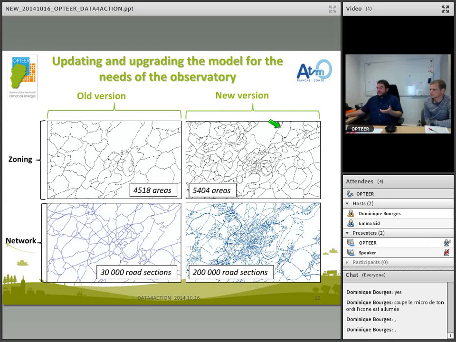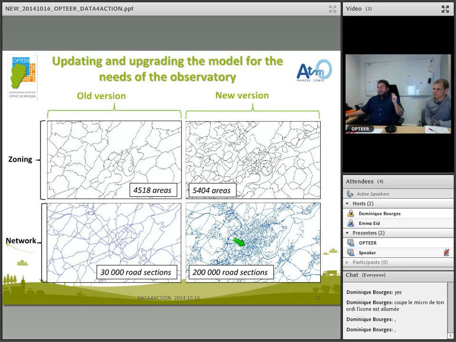Another example is the road network. We used to work on a very rough road network, not of very good quality, with 30,000 road sections. The new road network we have is much more detailed. We have over 2,000 road sections, and we have a lot of information on them. We have quite a lot of variables to give a more accurate description of the roads, a better quantification of their theoretical or actual capacity. So this is another big improvement.